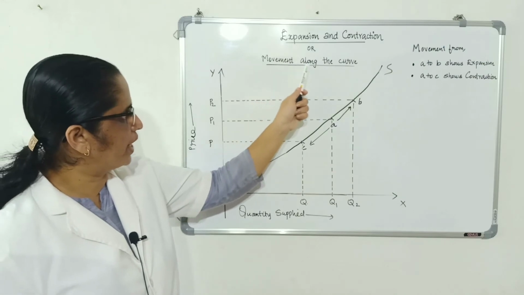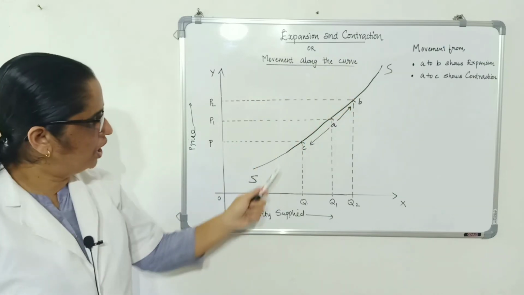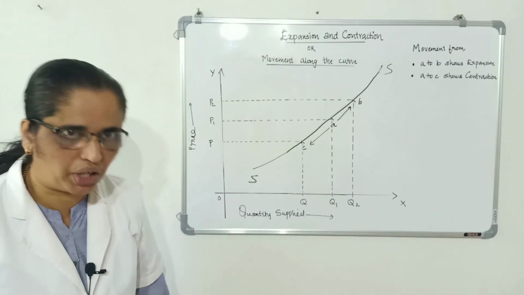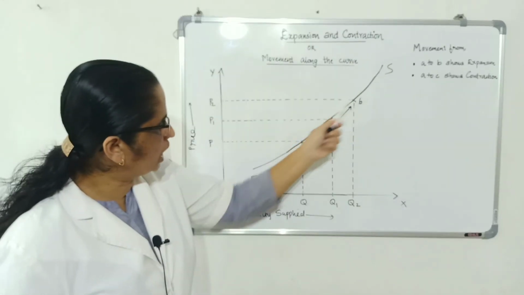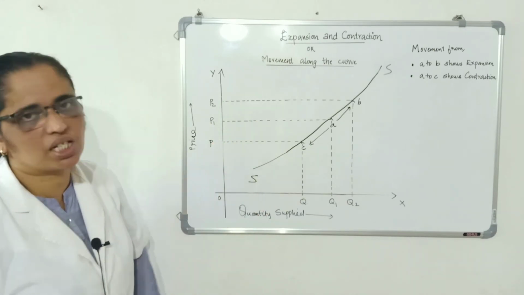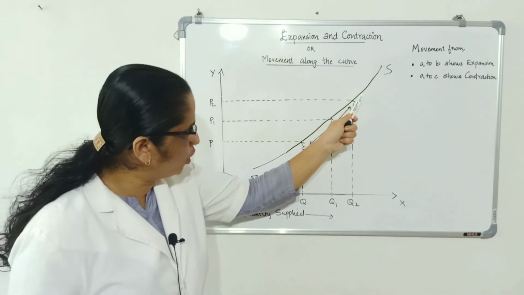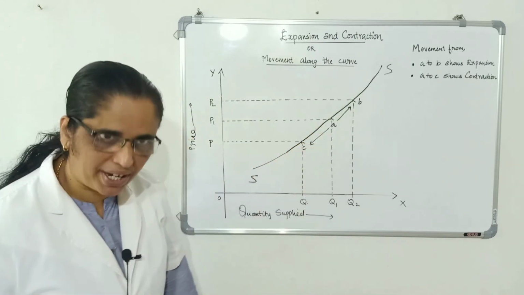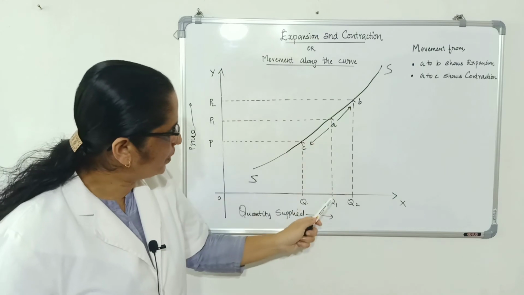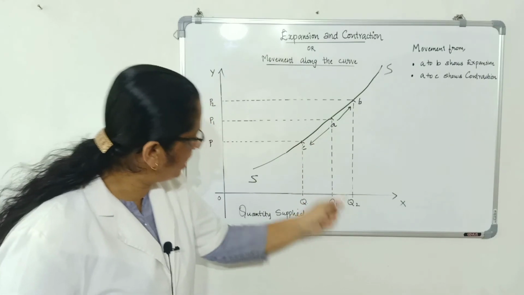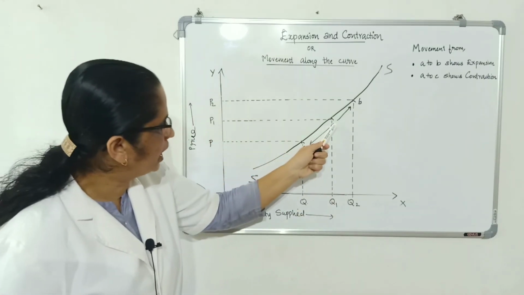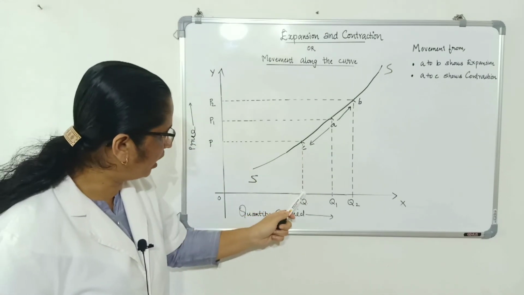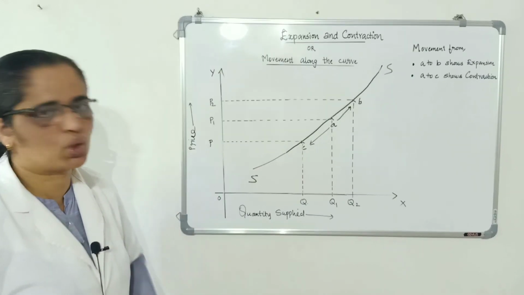This is also known as movement along the curve, you know. By moving along the curve, we can show expansion and contraction. Movement along the curve is due to price changes. We can show upward movements and downward movements. Upward movement shows expansion, that is supply expands at a higher price. Downward movement shows contraction. Supply contracts, you know, at a lower price.